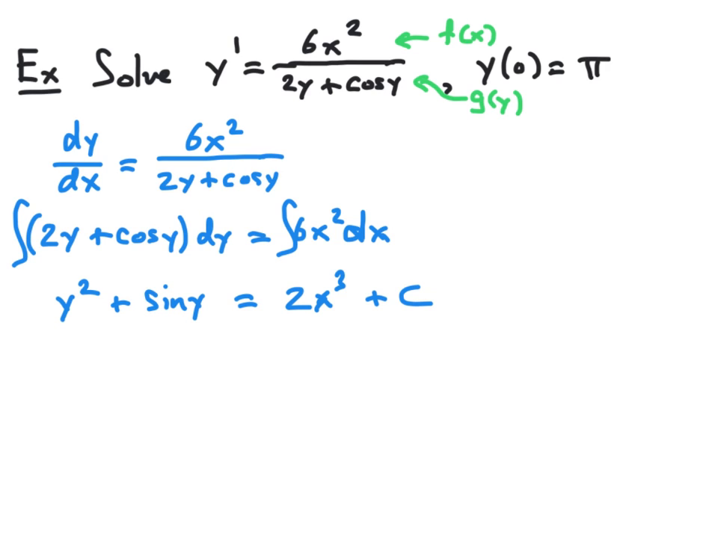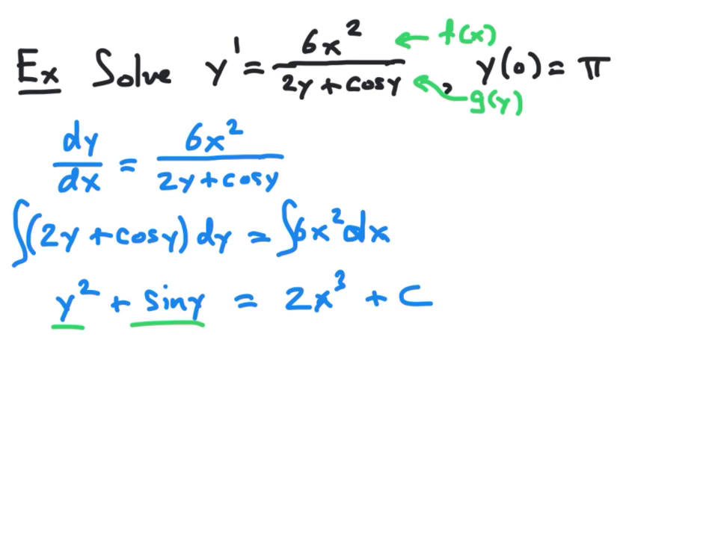Now, next step in solving these equations is, if possible, to solve for y. However, on the left-hand side here, we have a complicated expression, y squared plus sine of y. And with that complexity, there's really no way for us to be able to solve for y from this equation. And so the only option we have in this case is to leave our solution as an implicit function of x and y. So we're going to have a solution that has the form y squared plus sine of y equals 2x cubed plus c.